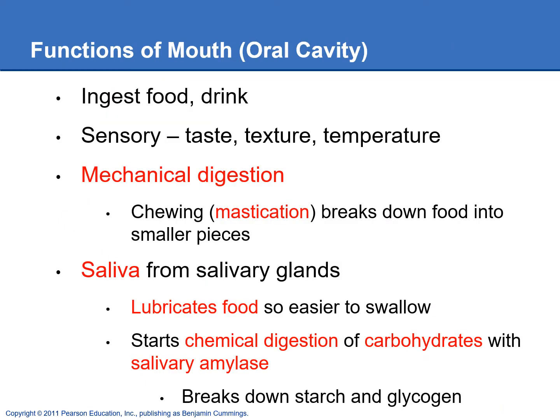So the functions of the mouth, this is where mechanical digestion starts. So chewing or mastication is going to break the food down into smaller pieces, and saliva is going to be secreted from the salivary glands to help lubricate the food to make it easier to swallow. And we're also going to start chemical digestion of the carbohydrates here, because the salivary glands secrete the digestive enzyme salivary amylase.